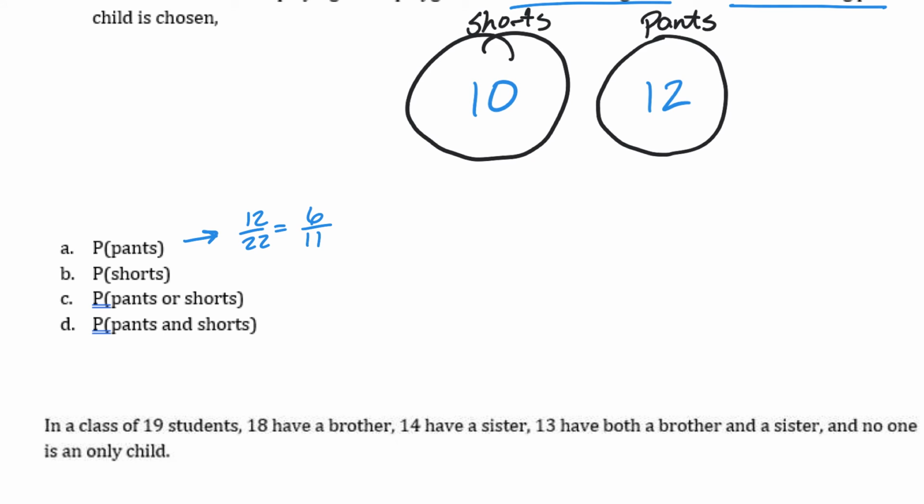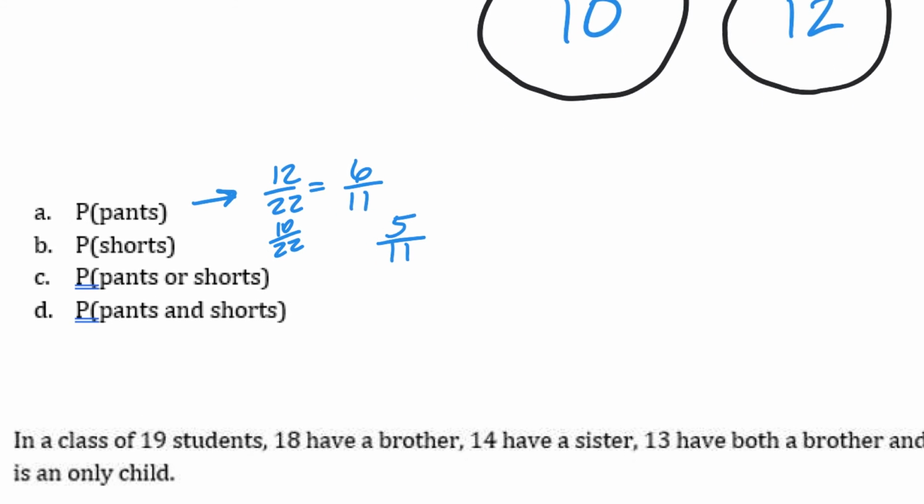Well, here's the thing about only having two options. We could sit here and create a formula, but if 6 out of 11 are wearing pants, that means the remaining 5 are wearing shorts. Hopefully they're wearing some kind of pants. And we could have set this up as saying 10 out of 22, but we know that that is the converse, so we could do this.